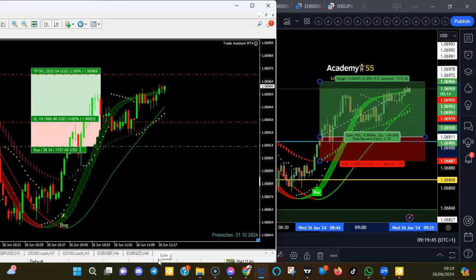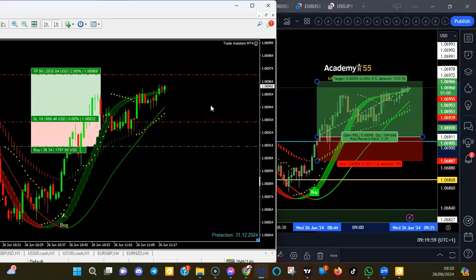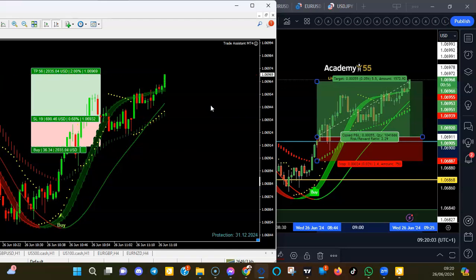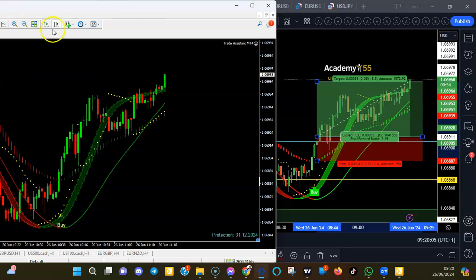And the stop loss is below that area there, so it still gives it a bit of wriggle room if that scenario happens. But the reality is I'll get $2,035 on a £100,000 account if we go and hit take profit. And there you go, it's hit take profit.